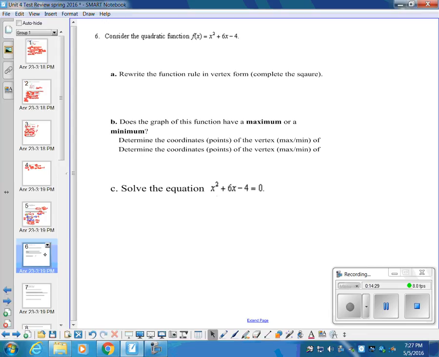All right, number 6, we have a quadratic function, x squared plus 6x minus 4. Again, we're going to complete the square. I'm going to rewrite it first: x squared plus 6x plus blank minus 4. Now we have to half it. So half of 6 is 3. 3 squared is 9. So we're going to put 9 here and subtract 9.